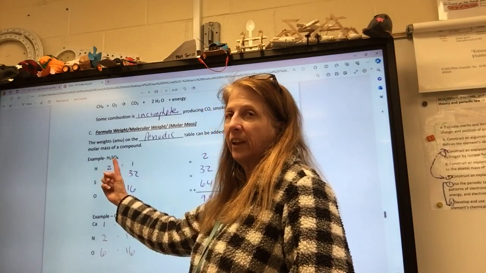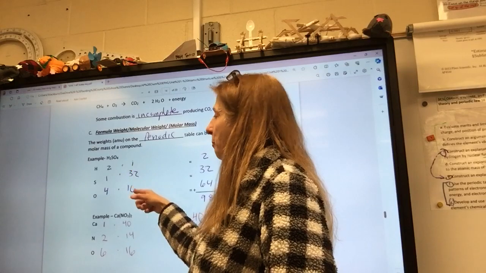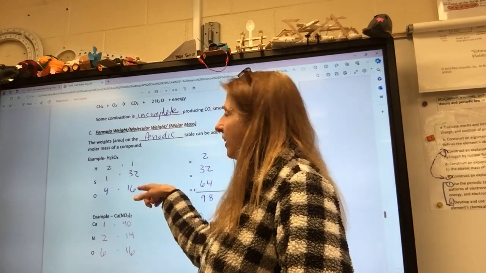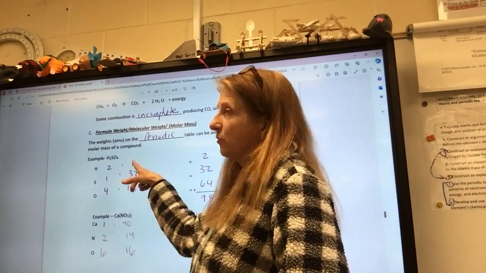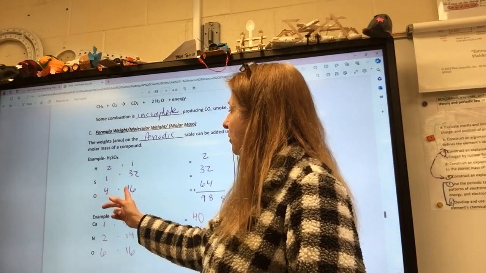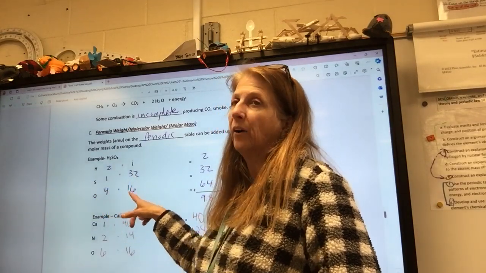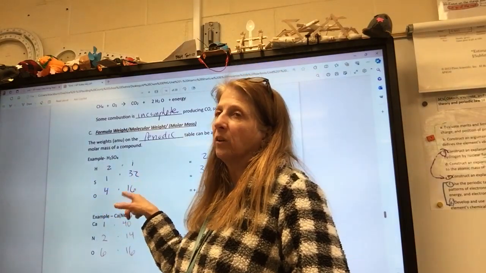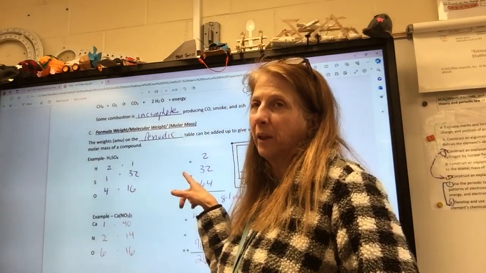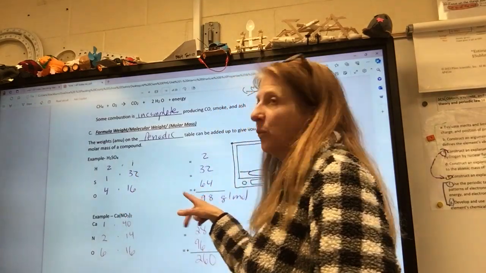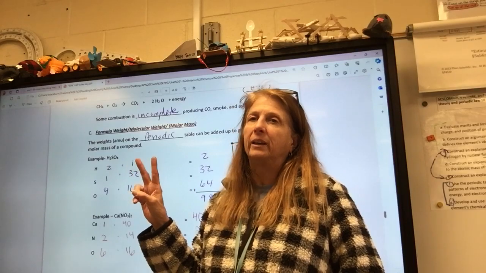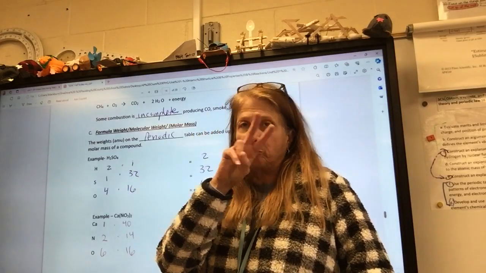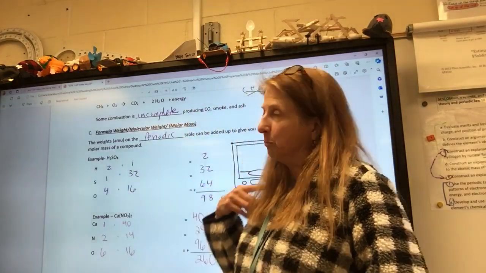Does everybody understand that? Then you look on the periodic table and you look up the mass and you multiply them. So hydrogen is 1, sulfur is 32, oxygen is 16. I'm rounding. Sometimes in college they won't let you round. They make you put all the decimal places. So just know that. We'll find out. I think AP Chemistry makes you go to 2 decimal places, is what I read on the Facebook group.